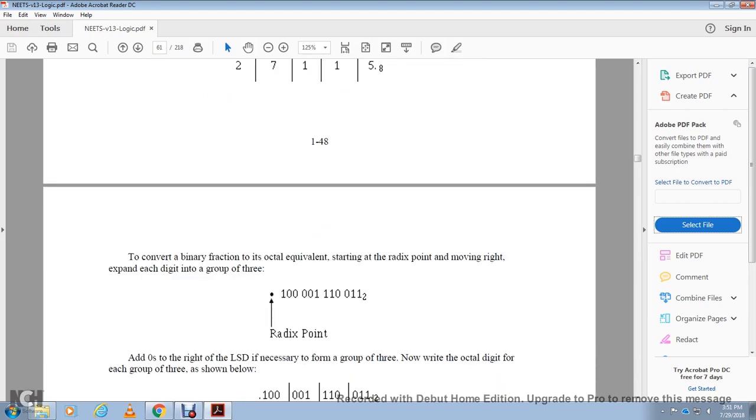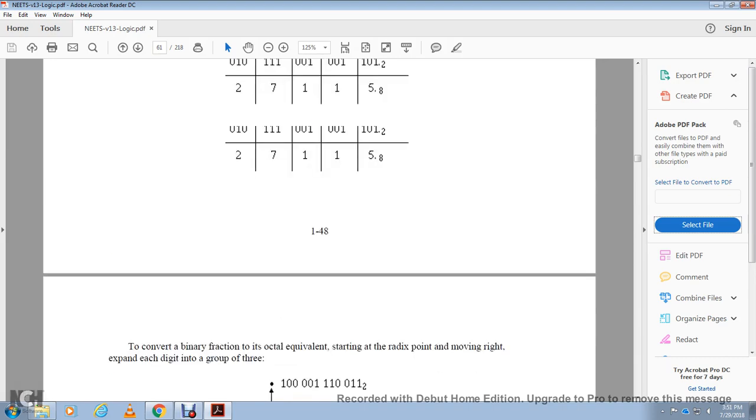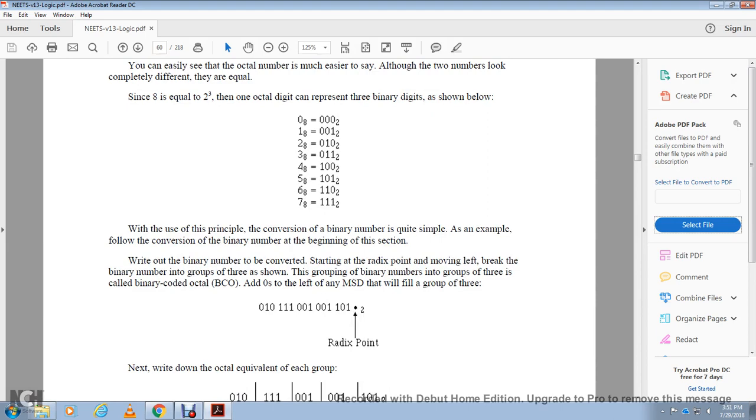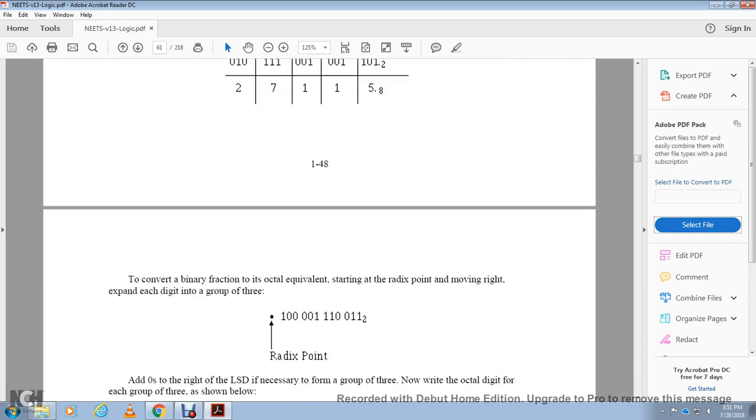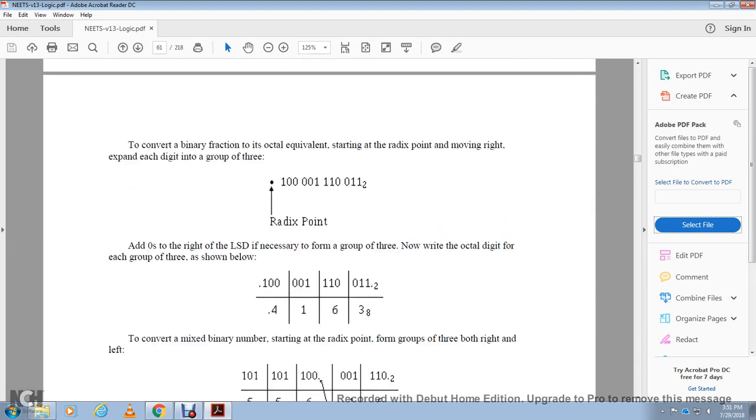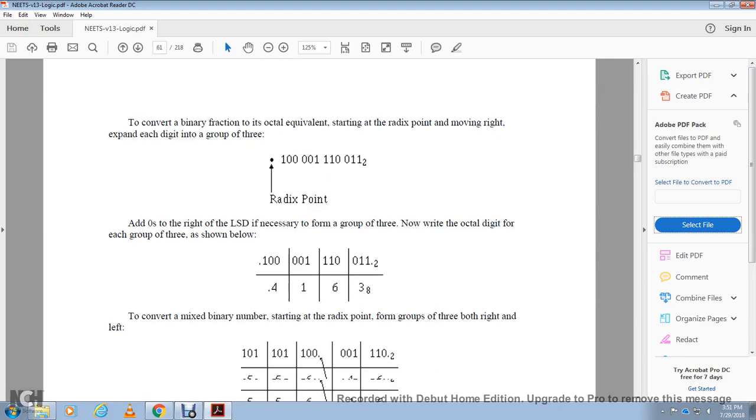To convert binary fractions, do the equivalent starting with a radix point from the right. Expand each digit into 3 groups. Add zeros to the right of the least significant digit if necessary to form a group of 3. Now write the octal digit for each group of 3 as shown below. Alright, so we'd have 100, 100, 011, 110, 011 in base 8.